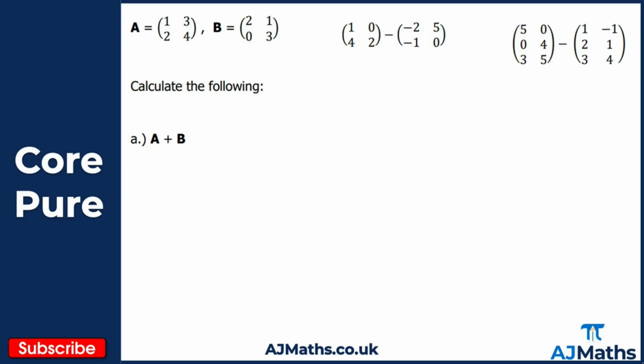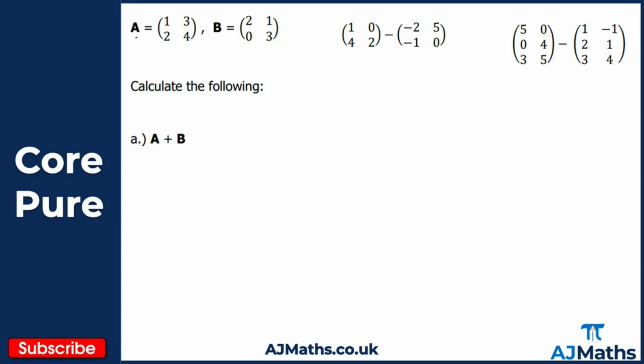In this video, we're going to take a look at addition and subtraction of matrices. Now, the first thing we need to talk about when we're adding and subtracting matrices is that the dimensions of the matrices must match. So for example, here we take a look at this first example. A is a 2 by 2 matrix and B is also a 2 by 2 matrix. So we could do A plus B.